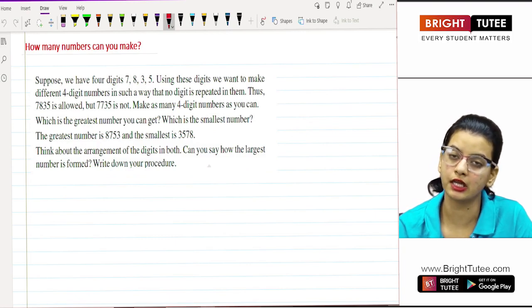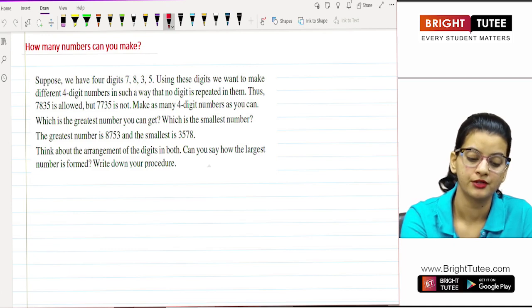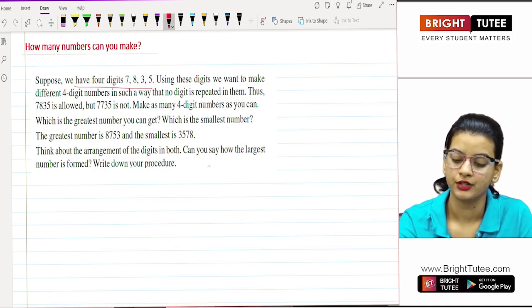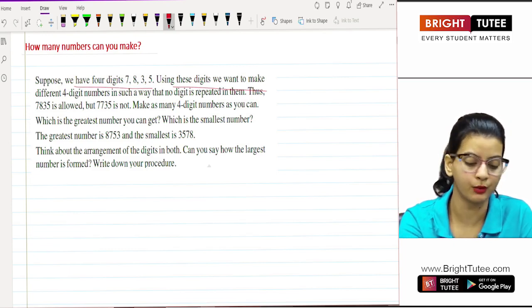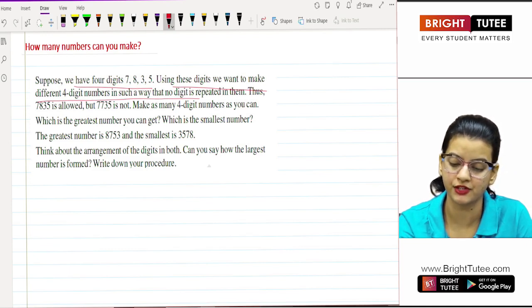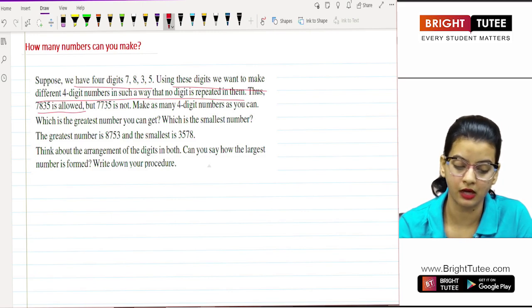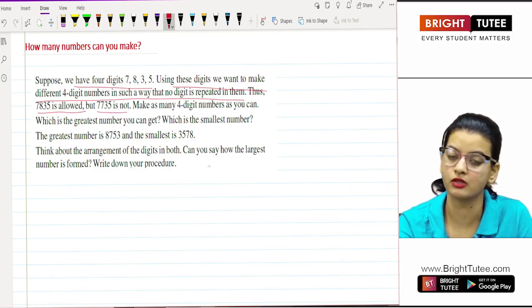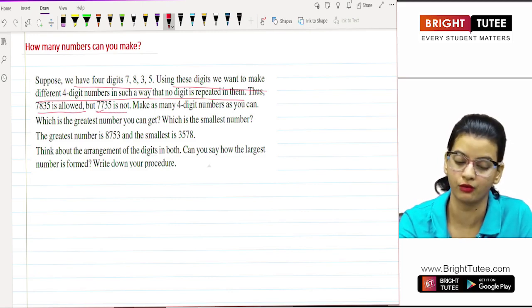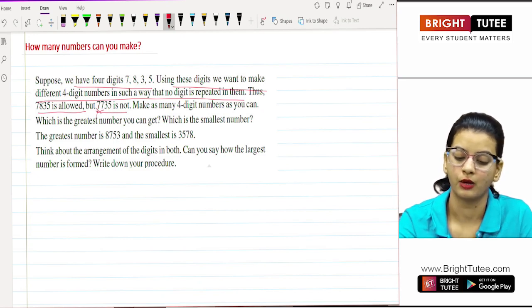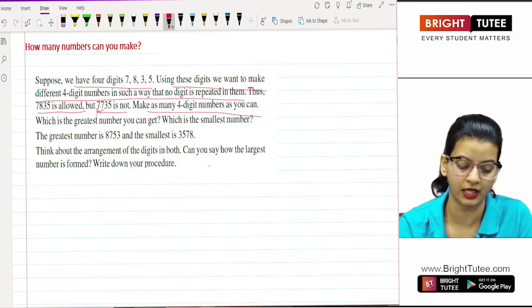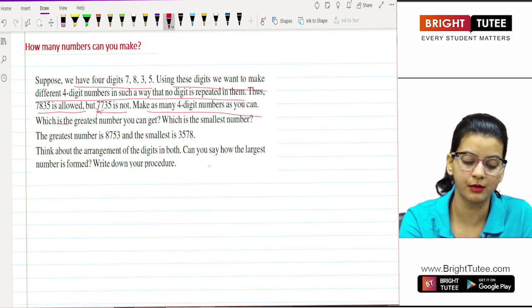How many numbers can you make? Now we are going to learn how many numbers we can make with the given digits. Over here we have 4 digits. Using these digits, we want to make different 4-digit numbers in such a way that no digit is repeated. Thus, 7835 is allowed, but 7735 is not allowed. Why? Because we are repeating 7 over here, which is not allowed. Now make as many 4-digit numbers as you can, and find the greatest number you can get.